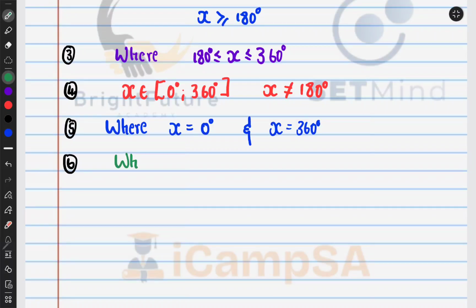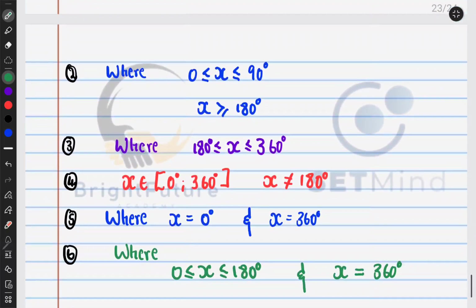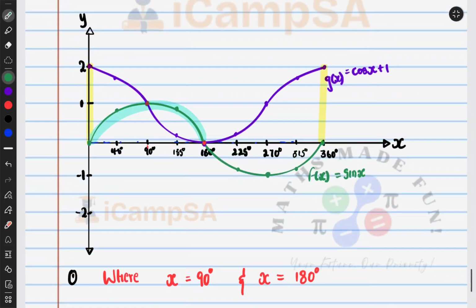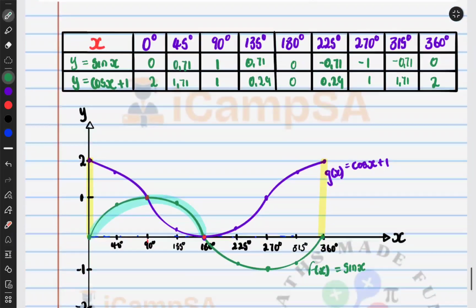It's where x is greater or equal to 0 but less or equal to 180 degrees, and where x is equal to 360 degrees. Those are the points, and that is how you go about answering those questions and interpreting the graphs.